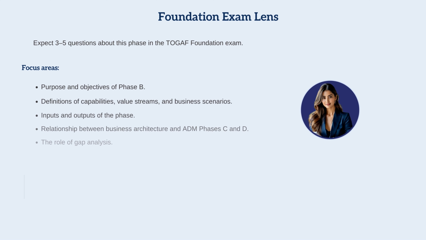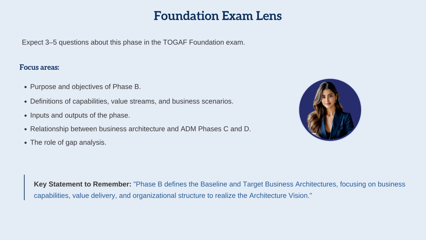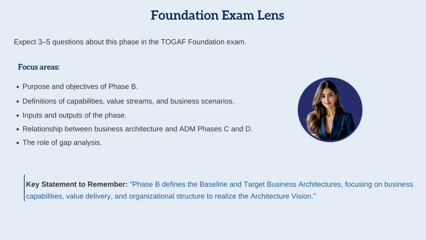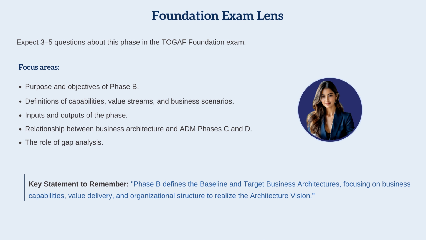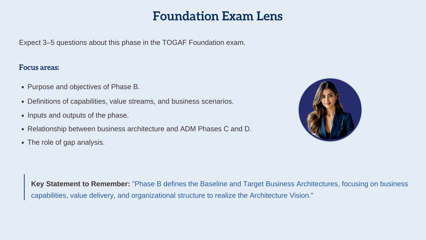In your TOGAF Foundation exam, expect 3 to 5 questions about Phase B. Focus on the purpose and objectives, definitions of capability, value stream and scenario, the difference between baseline and target architecture, and the role of gap analysis. Remember this key statement. Phase B defines the baseline and target business architectures, focusing on capabilities, value, and structure to realize the architecture vision.